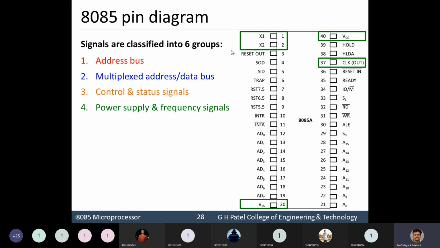Does anyone remember what the operating range of frequency is that can be applied to this 8085 microprocessor?